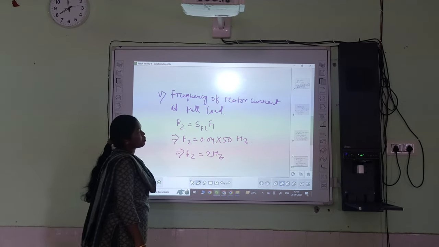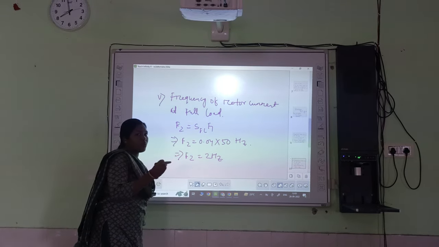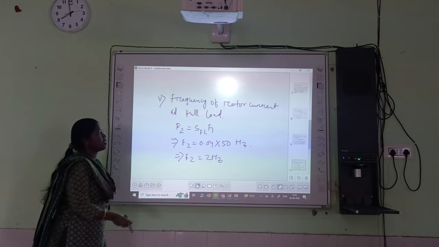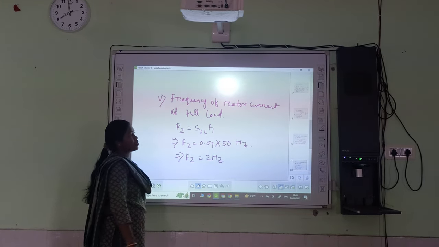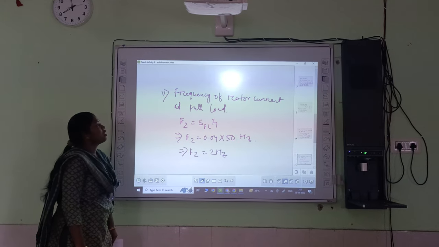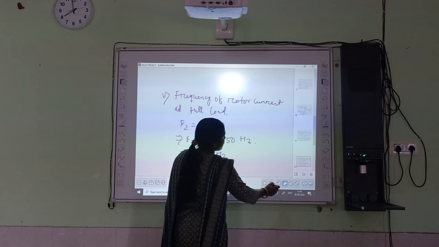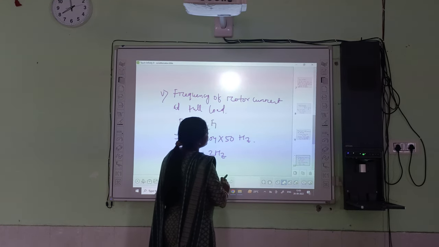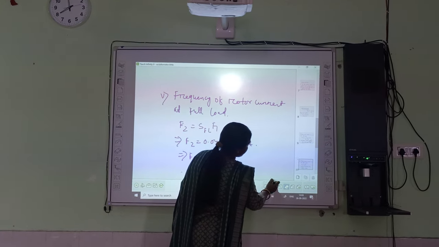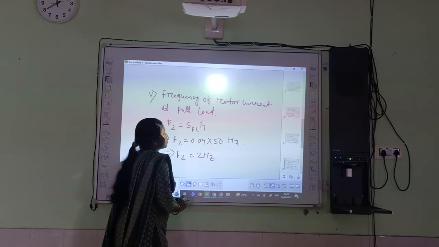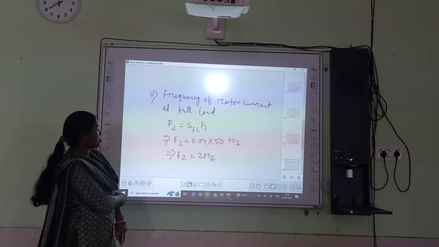These are the numerical problems. One is from 3-phase alternator, and the second one is from induction motor. Okay, these are important for your semester question. Okay, this is all about today's class.